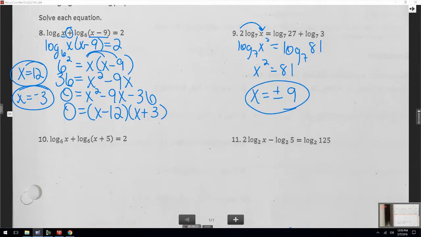All right, let's plug it in and check it. Here we go. 9 squared is 81. That works. Negative 9 squared is also 81. They both work. Very good. All right, let's go to number 10.